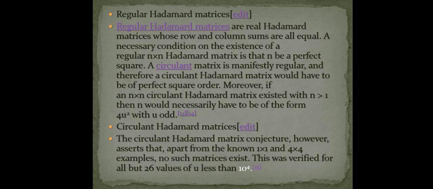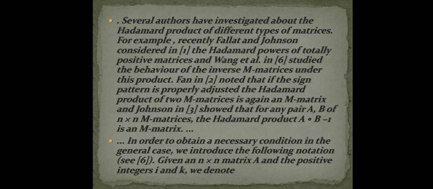Circulant Hadamard matrix. The circulant Hadamard matrix conjecture, however, asserts that apart from the known 1 by 1 and 4 by 4 examples, no such matrices exist. This was verified for all but 26 values of u less than 10 to the power of 4.